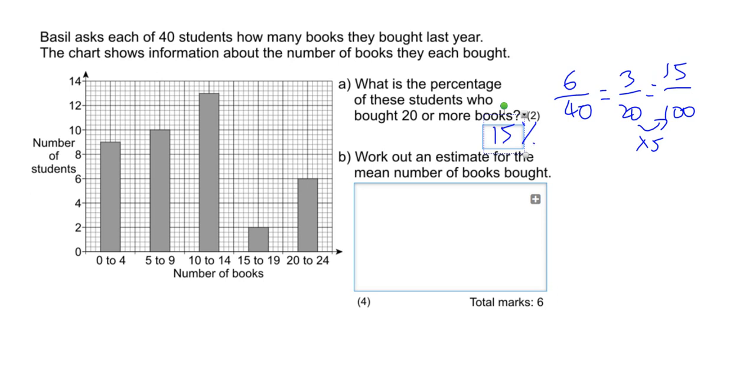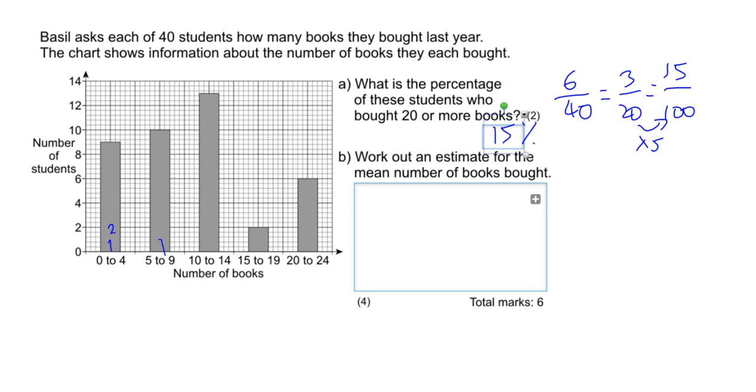That's the simpler one. The estimate's a little bit trickier. You see, look at this. There are 9 students who bought between 0 and 4 books. I don't know how many books they bought. They might have all bought 0 books, or they might have all bought 4 books. I don't know, but I'm going to guess that they bought 2 books, because that's like the middle. Between 0 and 4 is 2.